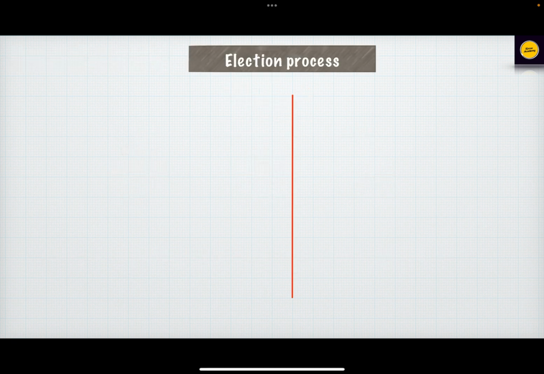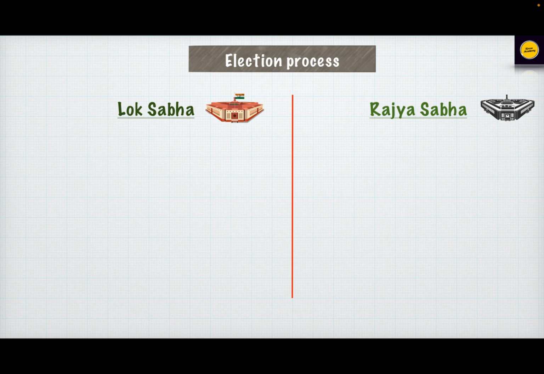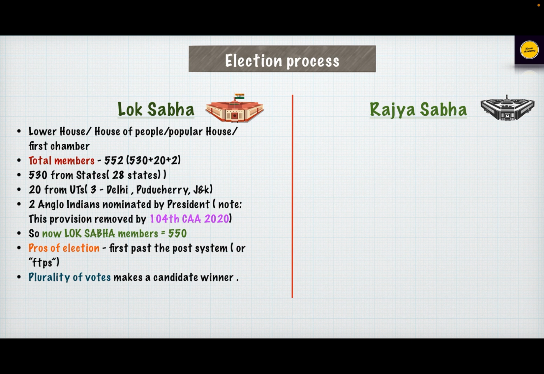Now we should know about the election process involved in the Lok Sabha and in the Raj Sabha. First, we'll see the election process involved in the Lok Sabha. Lok Sabha is known as the lower house, House of People, Popular House, and the first chamber. The total members in Lok Sabha is 552. We can break this up as 530 plus 20 plus 2. It means that 530 of the MPs come from the states, of which currently we have 28.